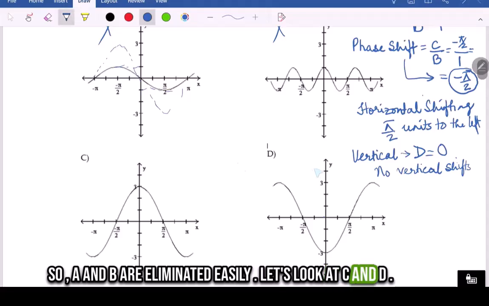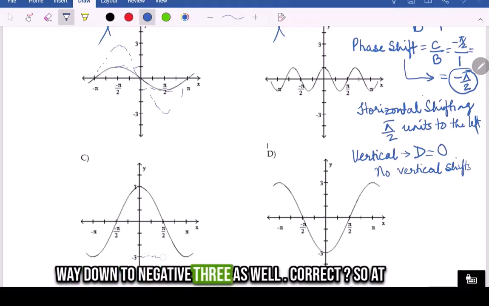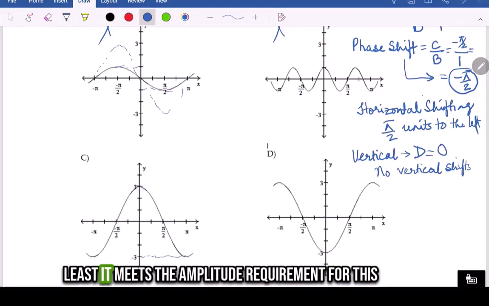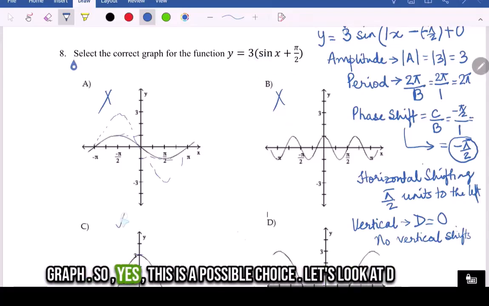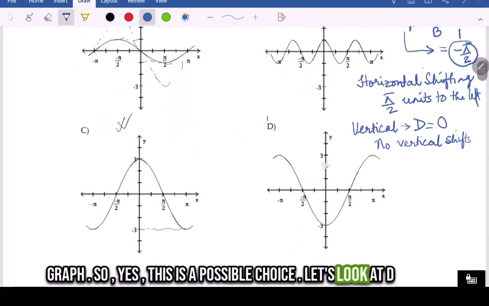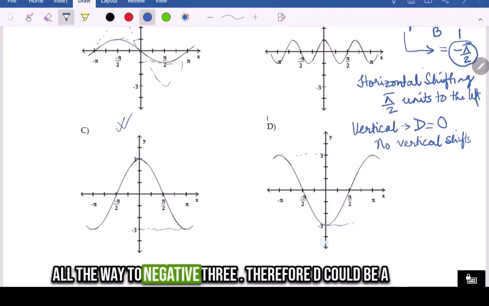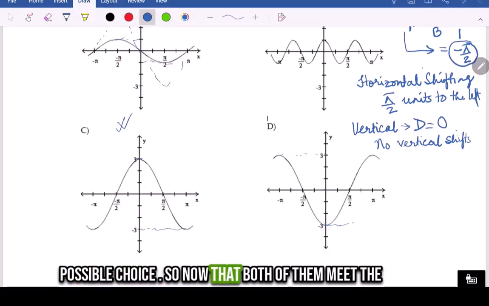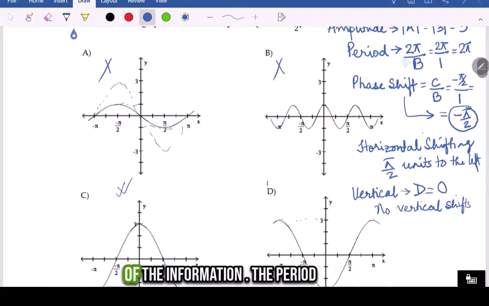Let's look at C and D. In graph C, it goes up all the way to 3 and all the way down to negative 3 as well, correct? So at least it meets the amplitude requirement for this graph. So yes, this is a possible choice. Let's look at D as well. D also extends up to positive 3 and falls all the way to negative 3. Therefore, D could be a possible choice. So now that both of them meet the requirements of the amplitude, let's look at the rest of the information.